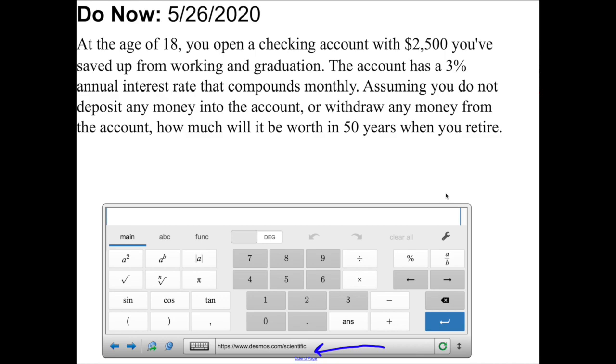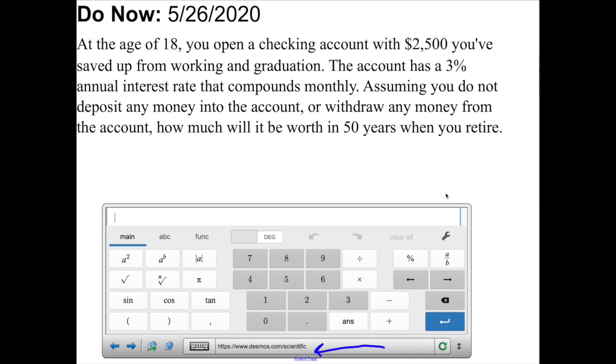So here's the situation. At the age of 18, you open a checking account with $2,500 you've saved from working and graduation gifts. The account has a 3% annual interest rate that compounds monthly. Assuming you do not deposit any money into the account or withdraw any money from the account, how much will it be worth in 50 years when you retire? Okay, so we're just simply dumping 2,500 in and we're leaving it. We're not touching it. We're just simply saving it up.